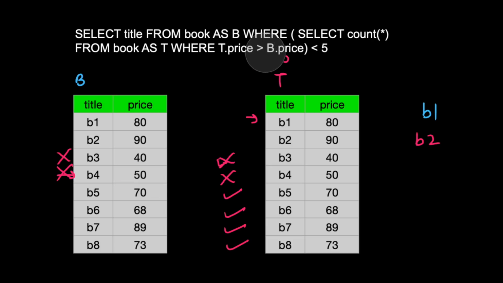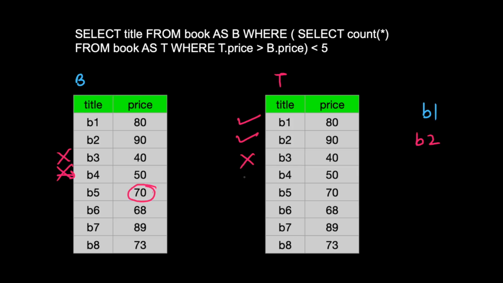Fine. Now let's try to consider the next one. So the next one is 70. Again, 80 greater? Yes. 90 greater? Yes. 40 greater? No. 50 greater? No. 70 greater? No. 60 greater? No. 89 greater? Yes. 70 greater? Yes. What is the count? 4. 4 is less than 5. If 4 is less than 5, we will consider this title. B5 is in our result. Fine. Consider the next one.